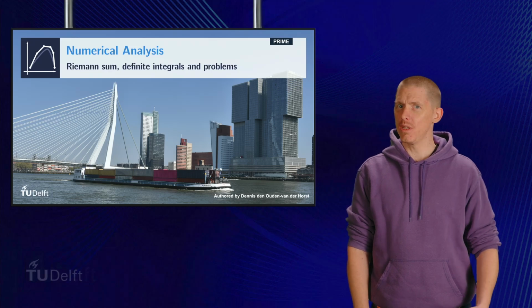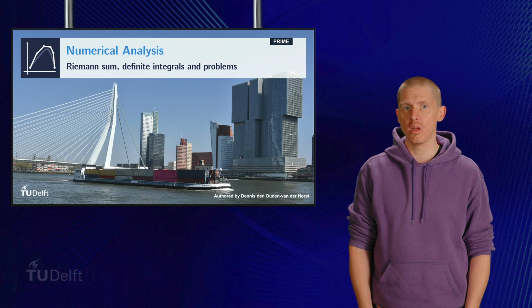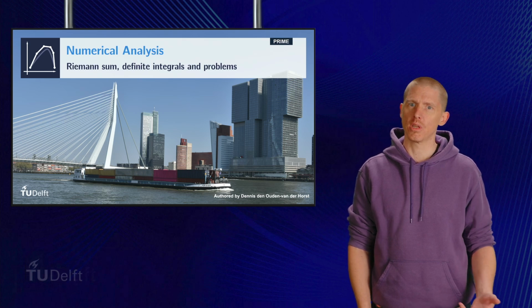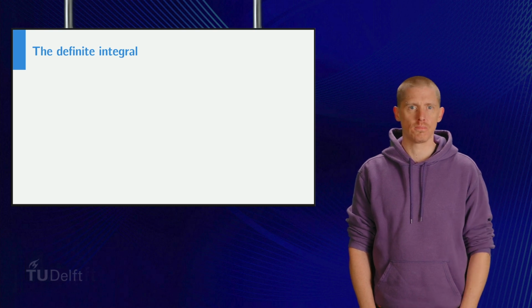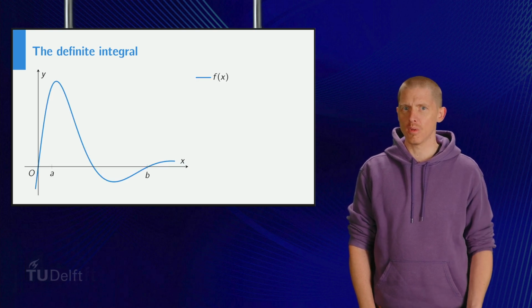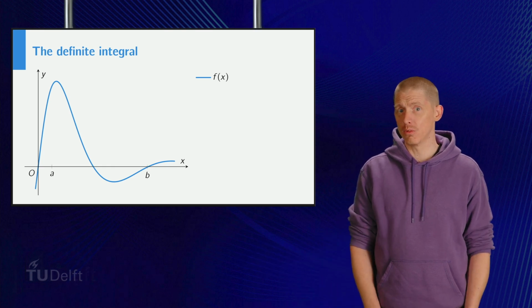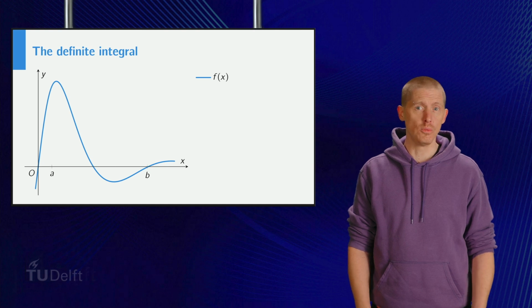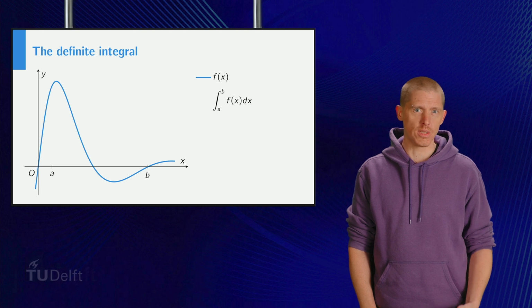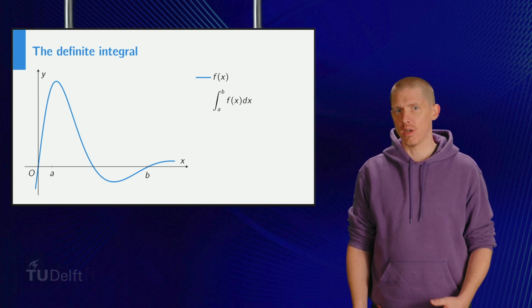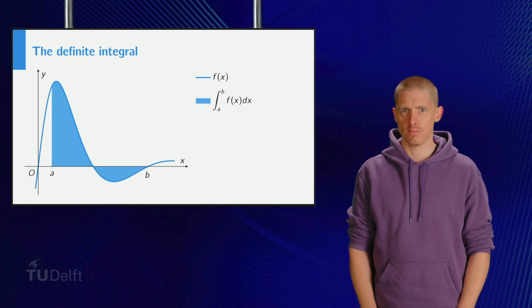Hi, in this video we will be revisiting the concepts of Riemann sums and definite integrals, which you probably encountered in a previous calculus course. Let us start with the definite integral. Given a function f of a single variable x, such as the one you can see here, the integral of this function over the interval a to b has this formula. We can visualize this definite integral as the signed area between the graph of the function and the horizontal axis.